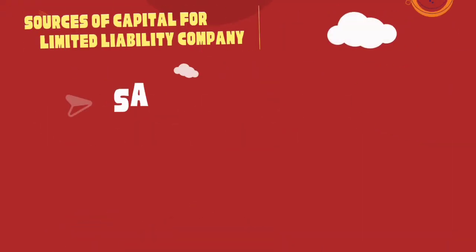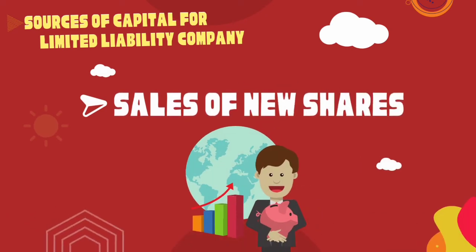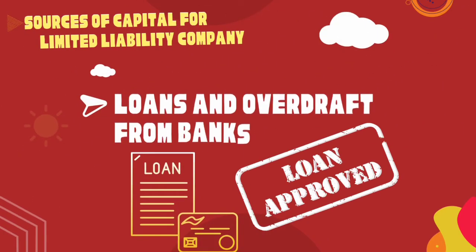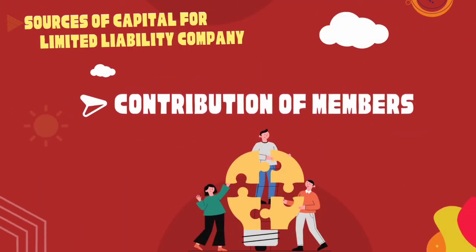Then number two way they can source for capital is sales of new shares. Yes, the company can sell shares to the public. So when the public comes to buy their shares, they have more money, more capital to run their business. Then another source is loans and overdraft from banks. They can apply for a loan or an overdraft from a bank. And lastly, I'll give you contributions of members. Every member of the company, the shareholders, can decide to contribute more capital to the business.